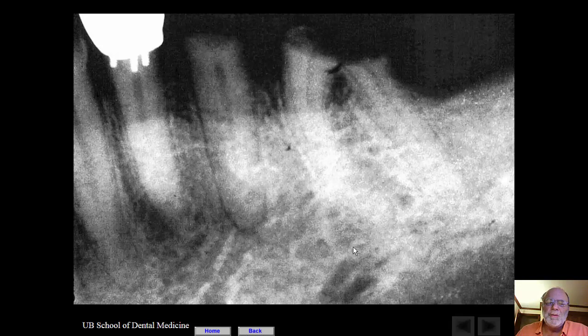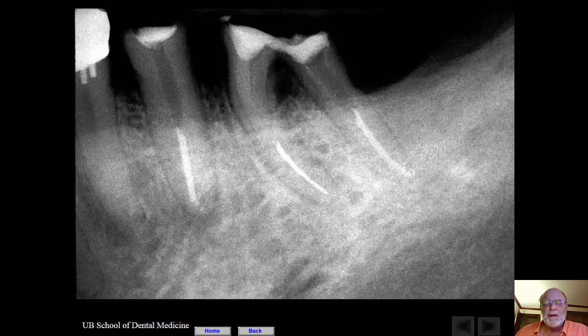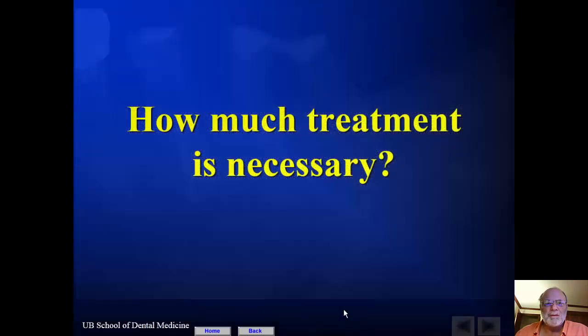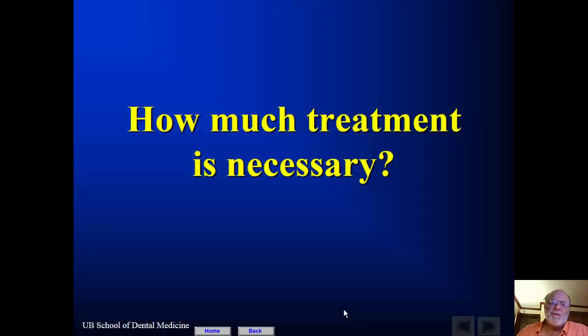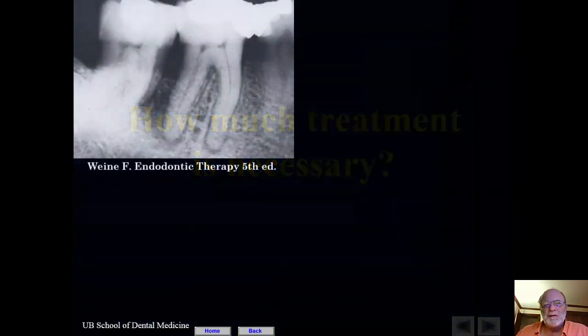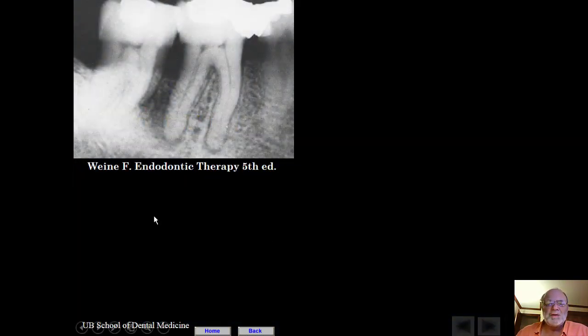Here's a pretty extreme example, again before implants were an option. Both the patient and the dentist wanted to try and retain these teeth as long as possible. Endodontic treatment was performed and the teeth were referred back for restorative care. So the question remains, how much treatment is necessary? Do we need to do an implant in all cases? And I think it comes down to diagnosis.